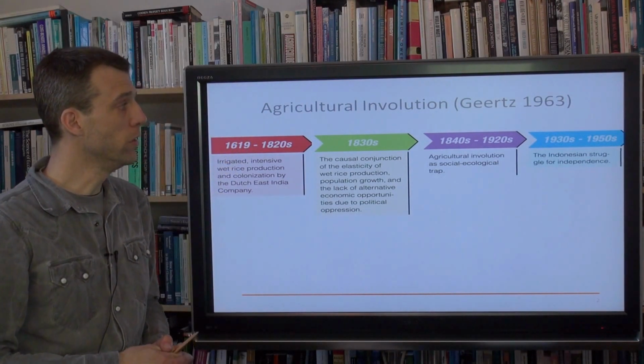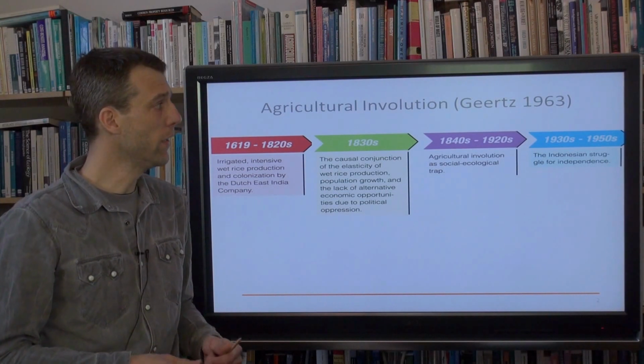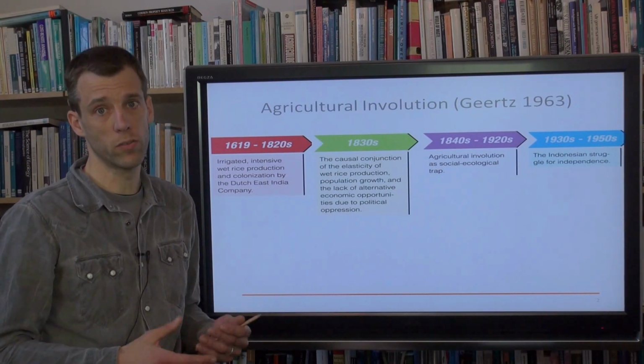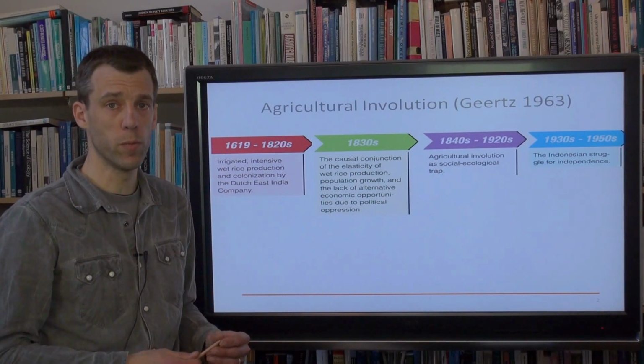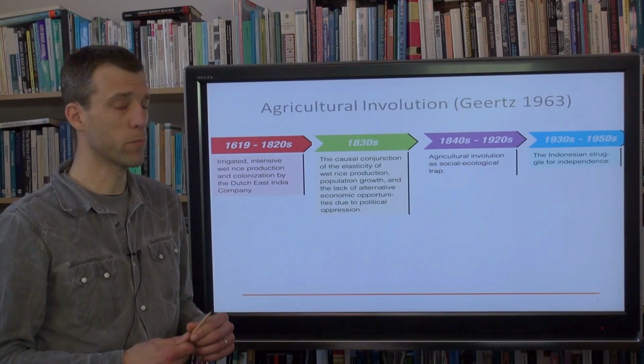Often there is also a reactive sequence to this structural persistence, and that could be, in this case, the Indonesian struggle for independence, which could be triggered by the poverty in which people find themselves at the time. And this takes place in the 1930s up to the 1950s.